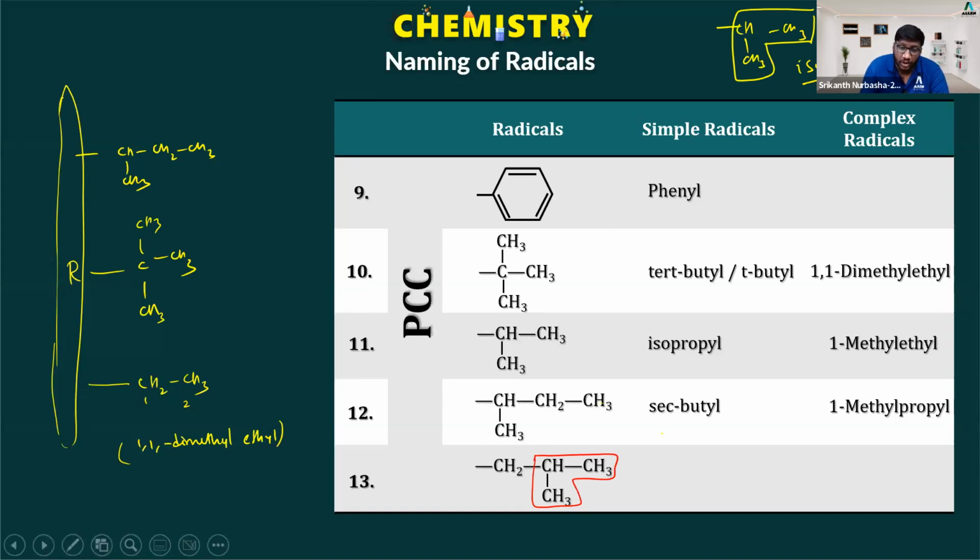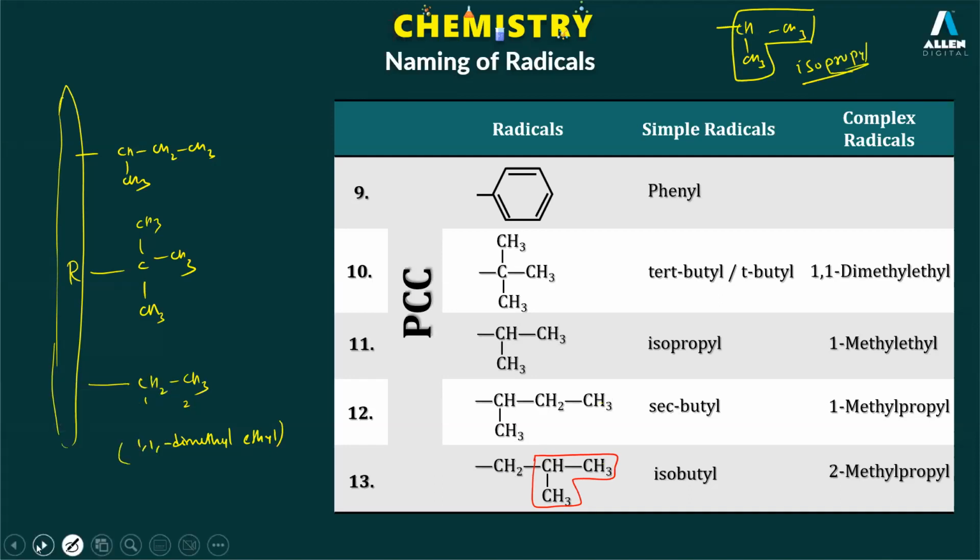And what is going to be the complex name for this? 1, 2, 3. It is supposed to be propyl, but on the second position you have a methyl substituent. So 2 methyl propyl. Isobutyl is a common system, or you can also name it as 2 methyl propyl. Is that clear or not? Yes, right.